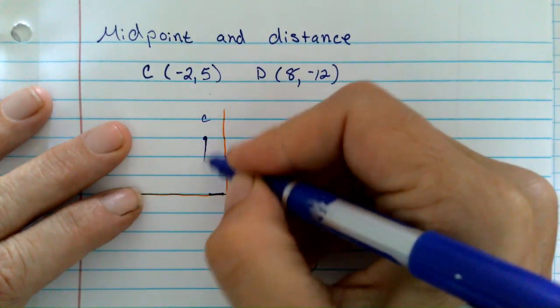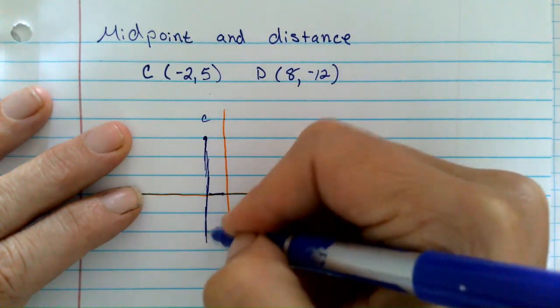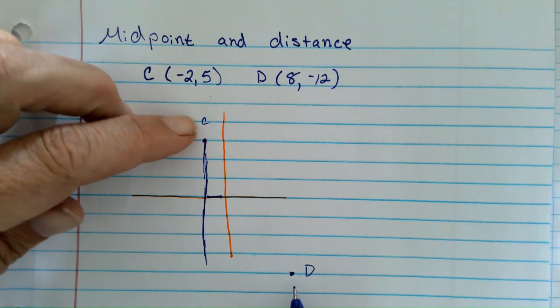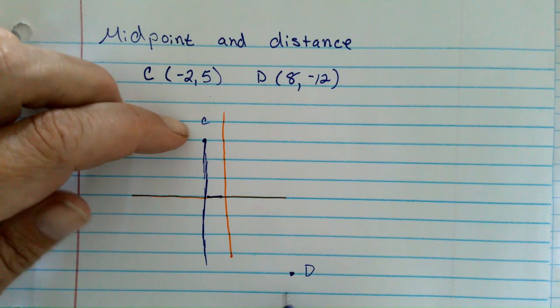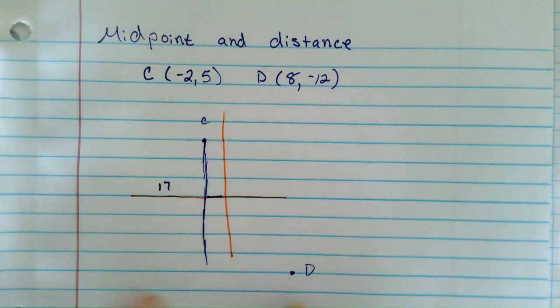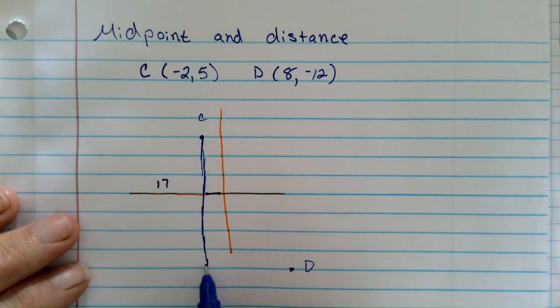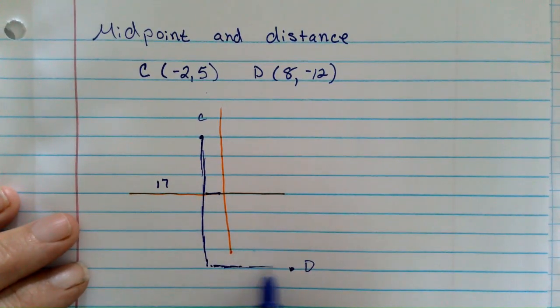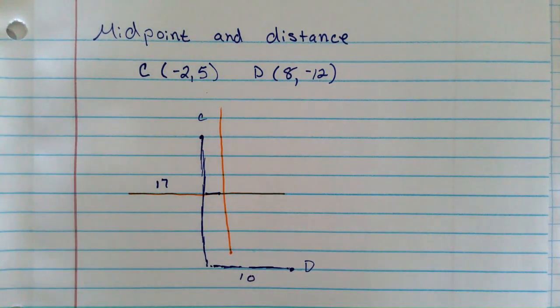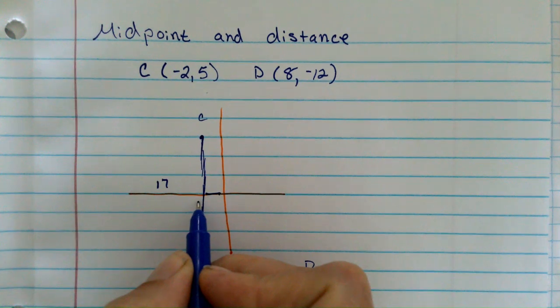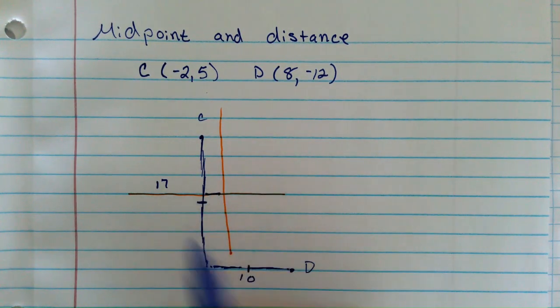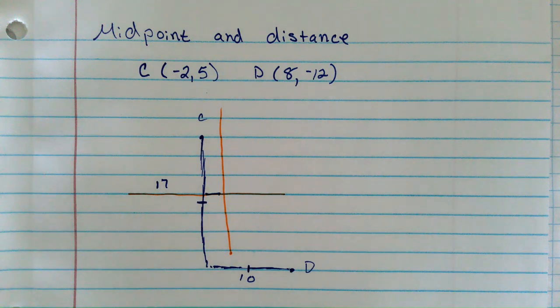So when we think about it, the height difference between these two, because this one's up 5 and this one's down 12, so the height difference is 17 squares. The width difference is 10 squares. So when you think about it that way, if we split those in the middle, 5 and 8.5, then we could go ahead and figure out our distance here.